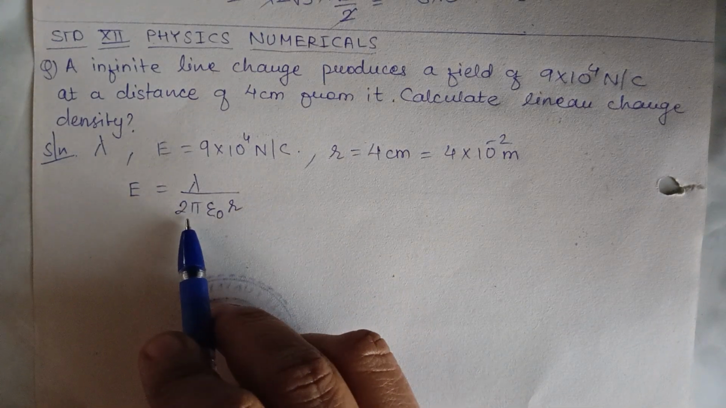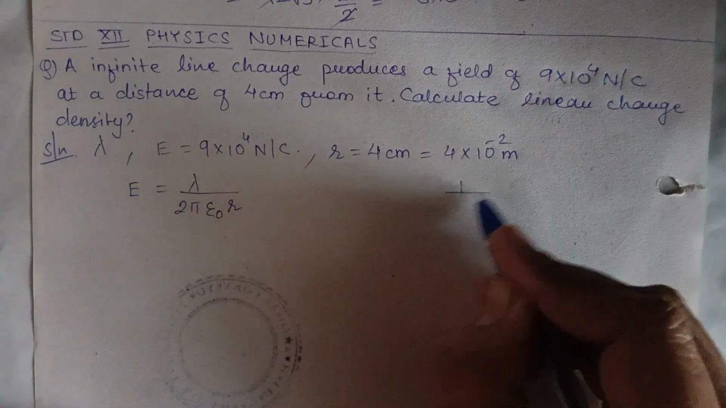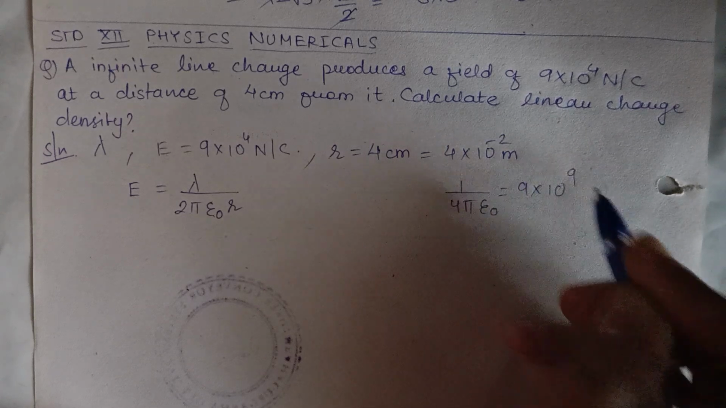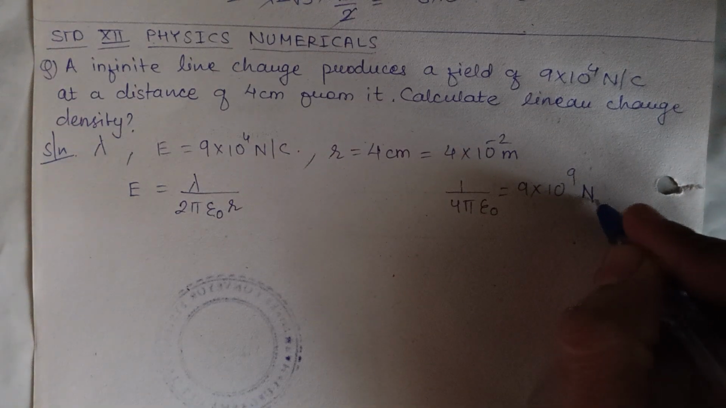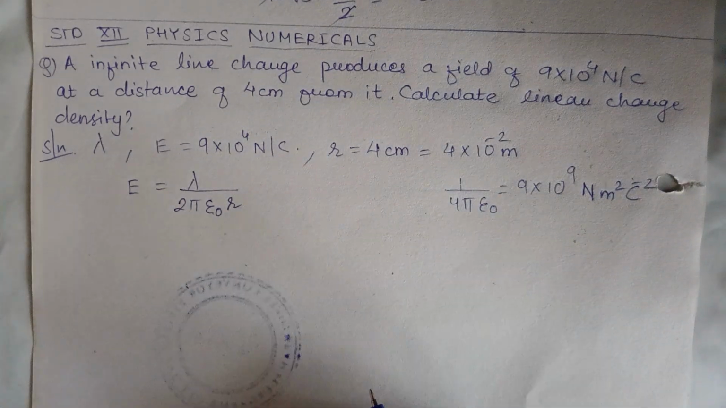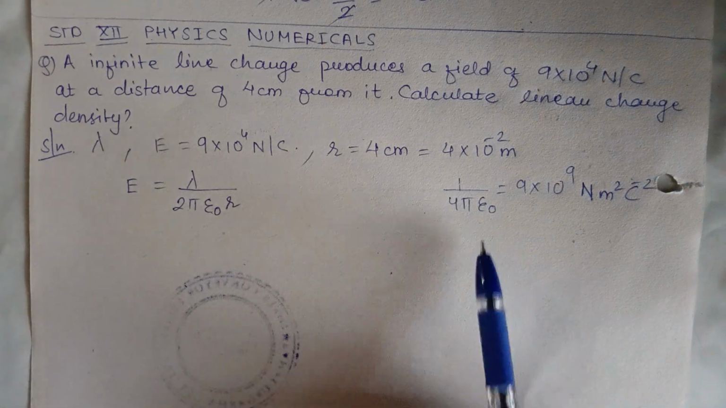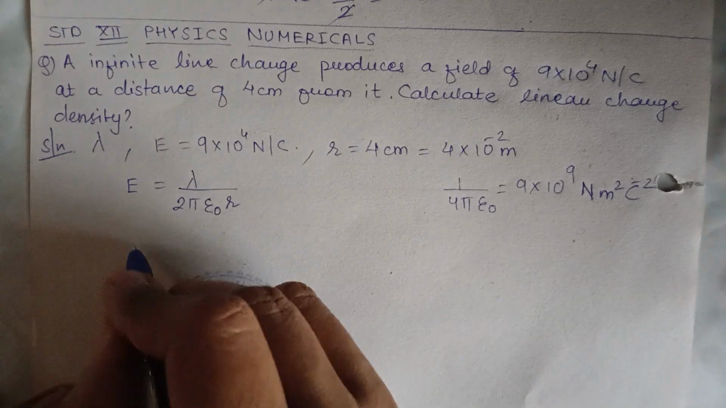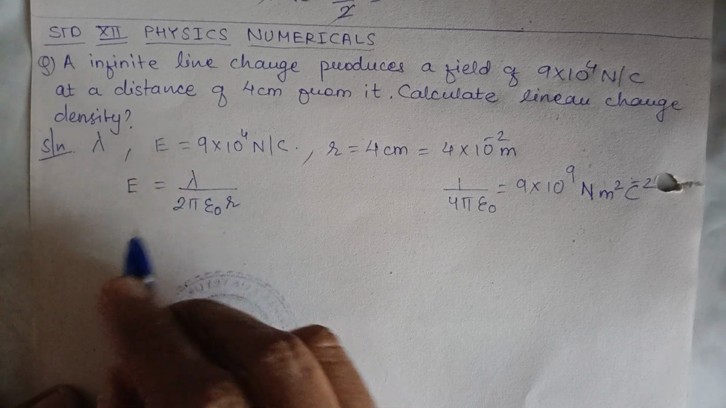Correct? So we are given the value of 1 upon 4 pi epsilon naught. That is 9 into 10 raised to 9 Newton meter square per coulomb square. This is given at the starting of the paper. They give this value, that is the constant. So E in terms of lambda. So lambda we have to find, right?